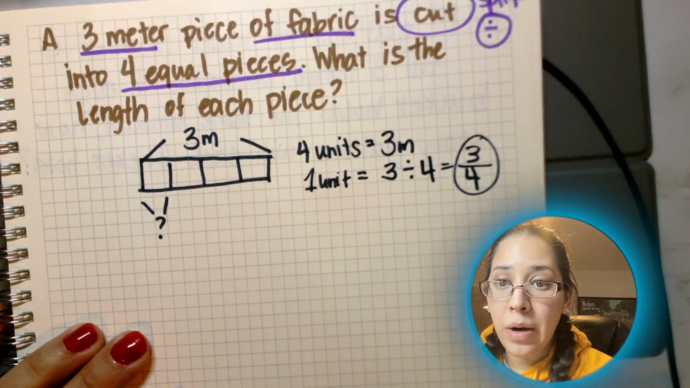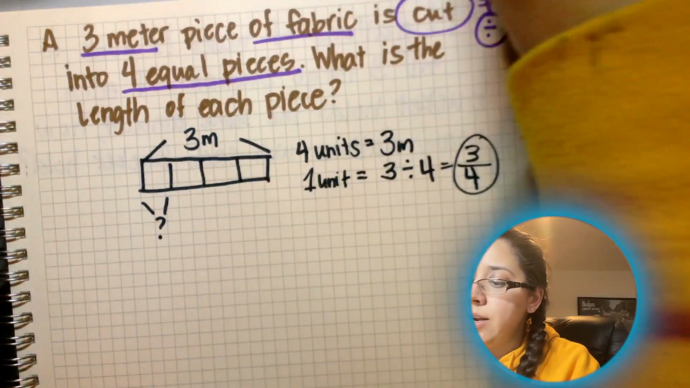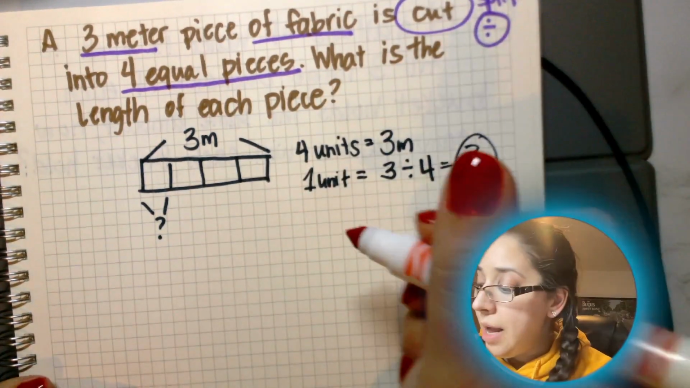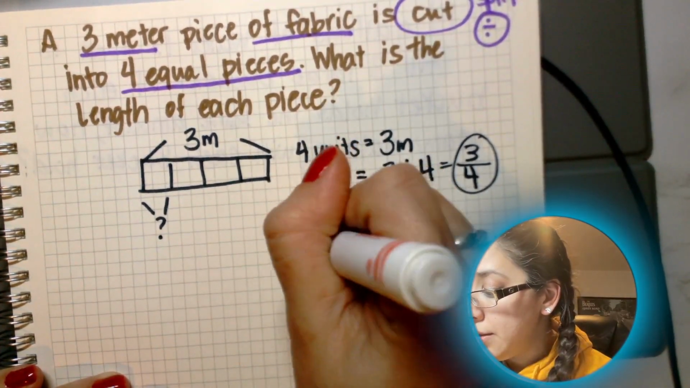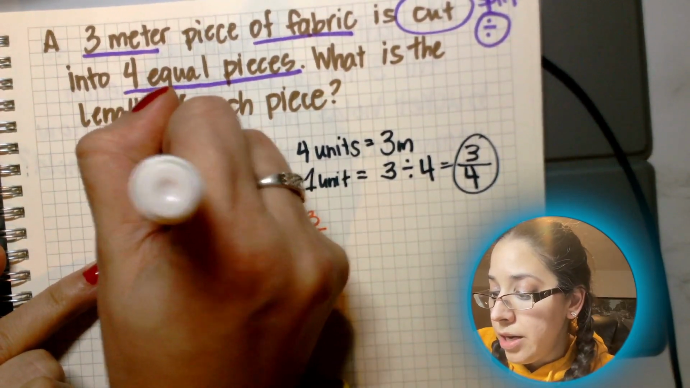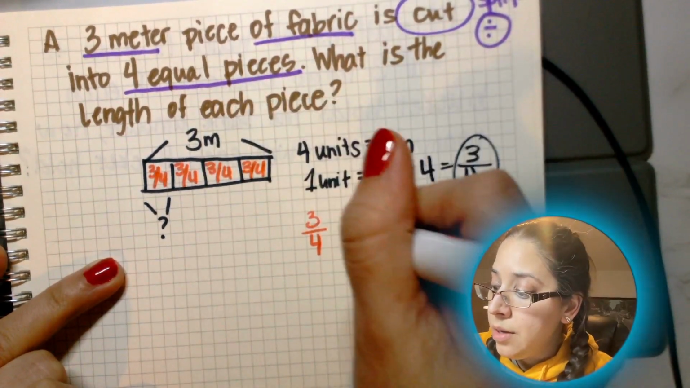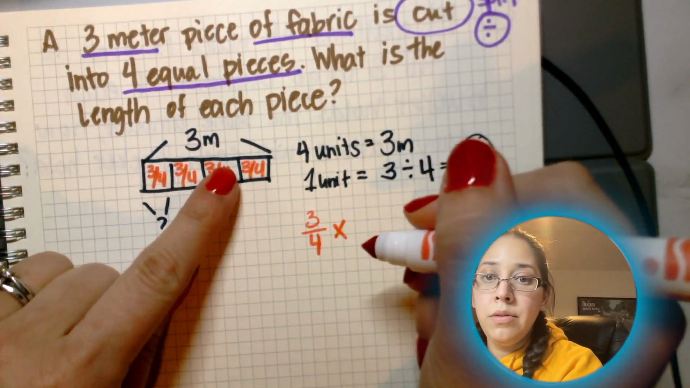But before we do that, we're going to just check our work. So to check our work, it's really simple. It's kind of like you just work backwards. I'm going to take my 3/4 and I'm going to see that I have 4 of them. So I could even fill it in here so I could visualize what's happening. So 3/4, and I have 1, 2, 3, 4.